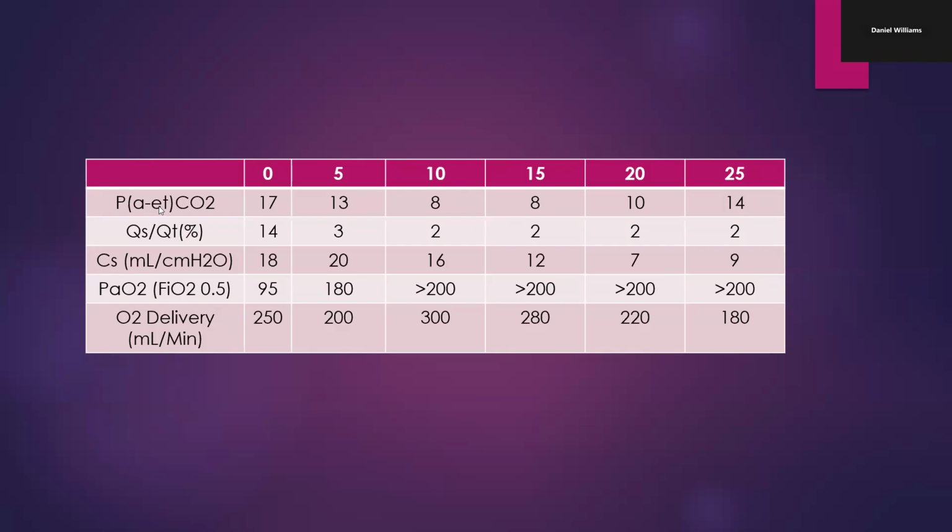We've got some other values that we're going to evaluate, which are arterial to end tidal CO2 value. You've got your percentage of shunt that appears as well. We're also looking at our static compliance, which is milliliters per centimeter of water pressure. We also look at our PaO2 at an FiO2 of 0.5 or 50%. And then we can also look at what our oxygen delivery is as well as we go through there. And we can see how these numbers change as we add an additional 5 centimeters of water pressure of PEEP moving through there.